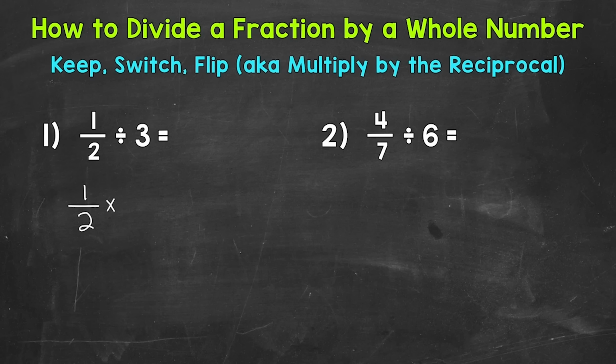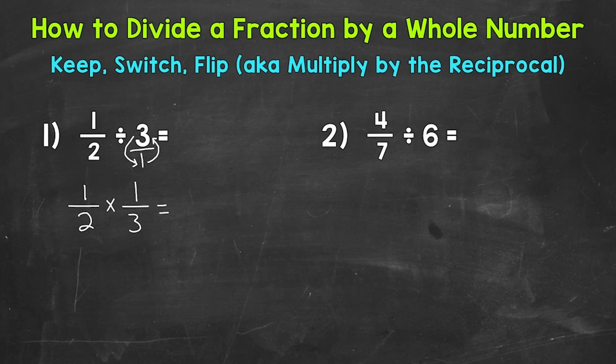Well, let's put that whole number over 1. That way we have a numerator and a denominator. That does not change the value of the problem. That still has a value of 3. So now we can flip. So the 1 is going to go up to the top and be our numerator, and the 3 is going to be the denominator. So we flipped that second number.